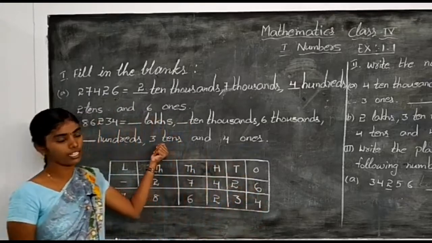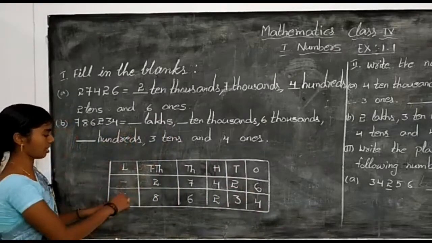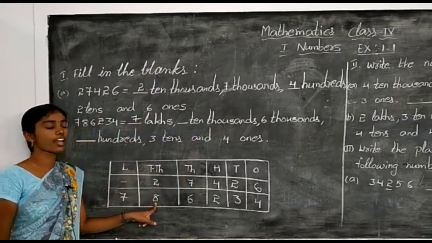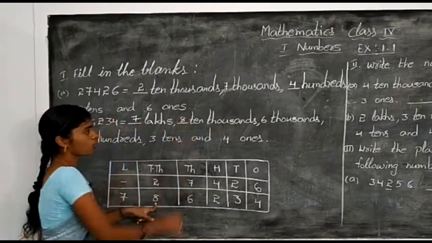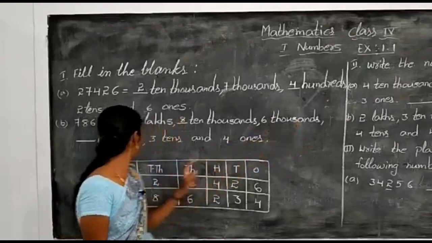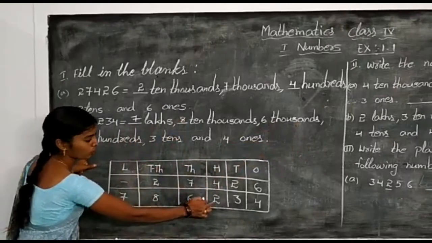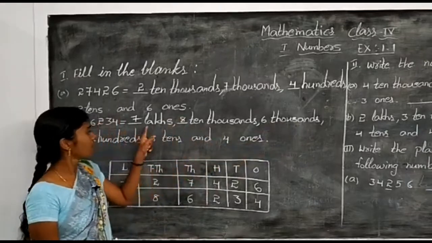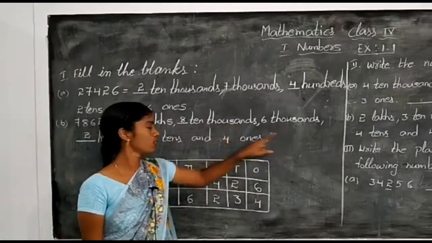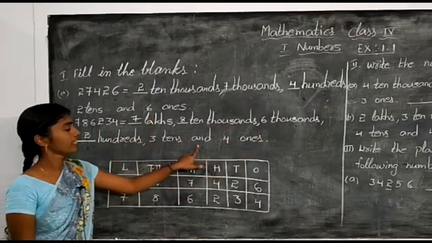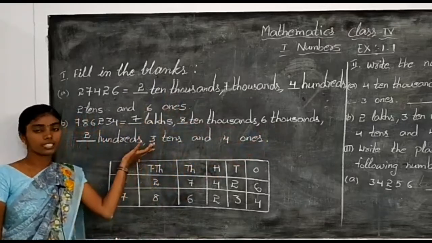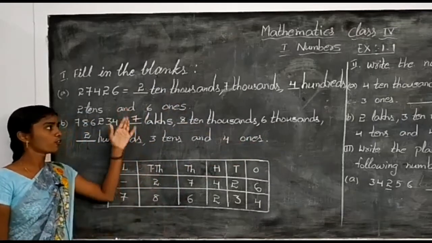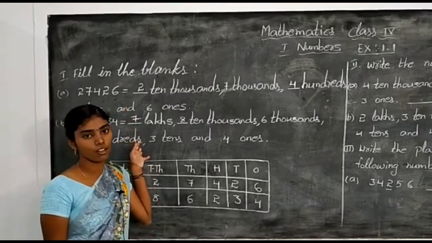Now you have to complete this blank. How many lakhs? 7 lakhs. And how many 10,000s? Here it is already there. 8 10,000s, 6,000s, and how many hundreds? 2 hundreds. Next, 3 tens and 4 ones. 7 lakhs, 8 10,000s, 6,000s, 2 hundreds, 3 tens and 4 ones. If you want to complete these blanks, first you have to adjust the numbers in the place value chart. Then you have to fill the blanks with the place values.